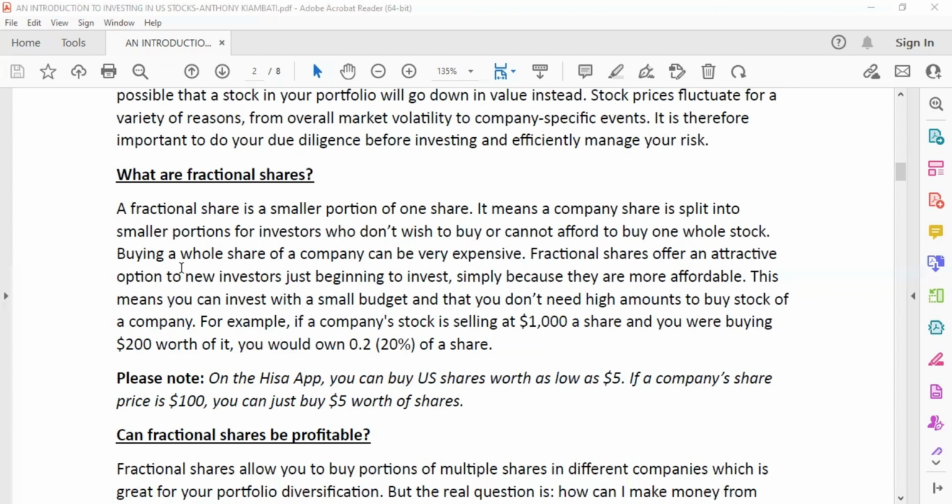When you buy, let's say, $5 and the stock is going at 200 US dollars, you will not get one full share. You'll get something like 0.00-something of a share. Just like the guys who have been investing in Bitcoin. I think most of you might have heard of Bitcoin. If one Bitcoin is going at 23,000 USD, you can buy a 0.0005 portion of a Bitcoin at maybe 1,000 Kenyan shillings or $10, right? That's what we mean by fractional shares. So on the Hisa app, you can buy US shares worth as low as 5 USD.